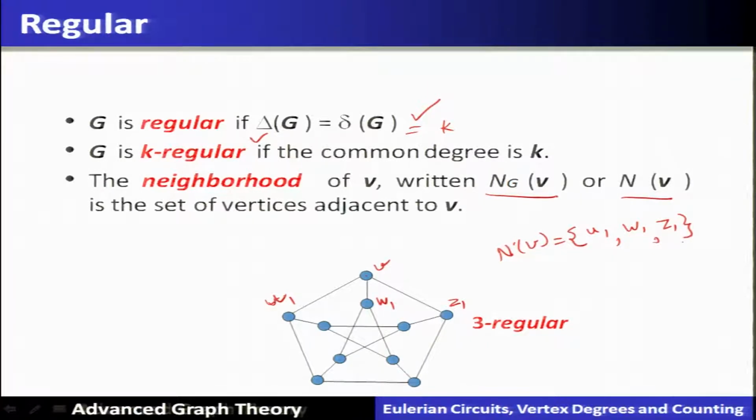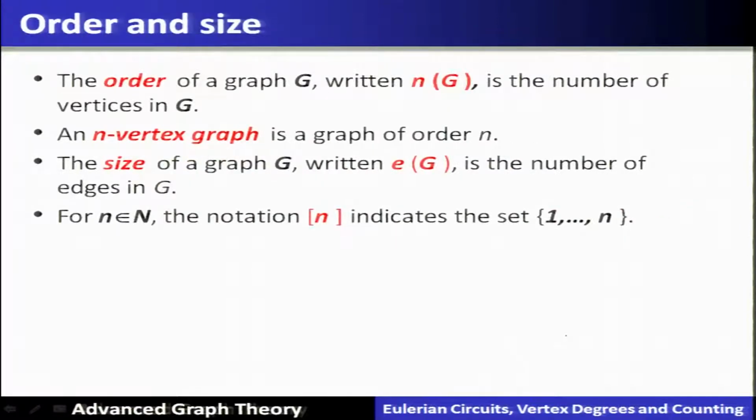Now, you see that the degrees of all the nodes is 3 here in this case, that is why this graph is a 3 regular graph. Order and size of a graph. So, order of a graph is written in this particular form n(G), that is nothing but the total number of vertices which are present in the graph. Similarly, the size of a graph is nothing but the total number of edges which are present in the graph.